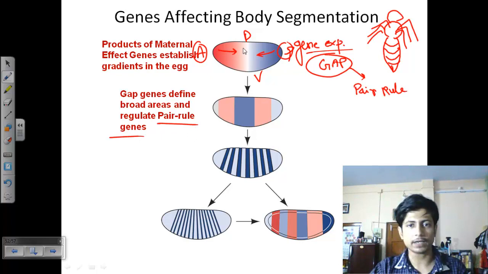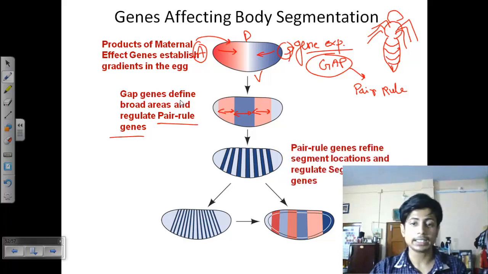This is a function of maternal effect genes, like the example is bicoid. Bicoid is a gene product which is present in the anterior, designating the anterior. Nanos is another gene, Oskar is another gene, that is determining the posterior. Now the gap gene comes in, it segmentizes a portion. It defines an area or region which will produce the different segments of the body.